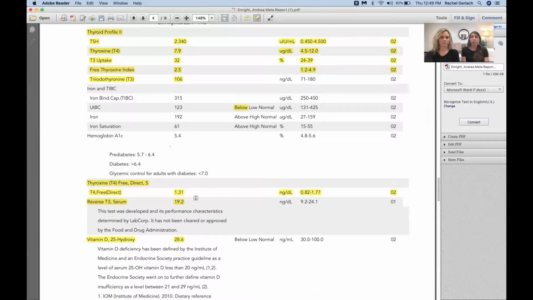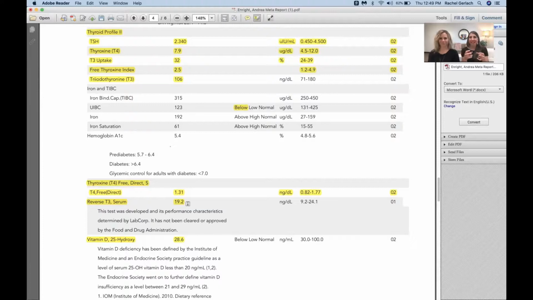Next we see reverse T3. And reverse T3, that one's worth discussing too. Her levels are fine. I like to use 15 to 24 as the optimal range. 19.2 is fine. Let's talk about reverse T3. T3 is the active form of the hormone, right? Reverse T3 is a competitive binder. So what does that mean?